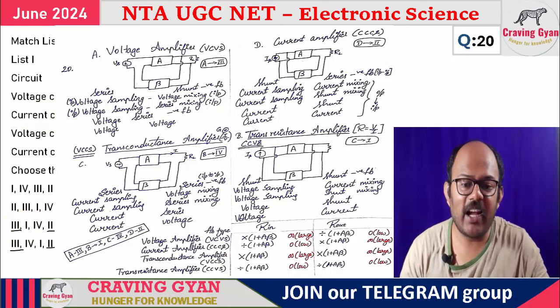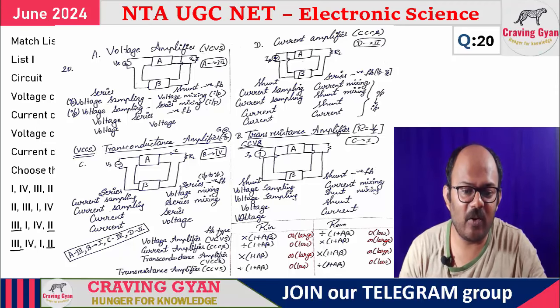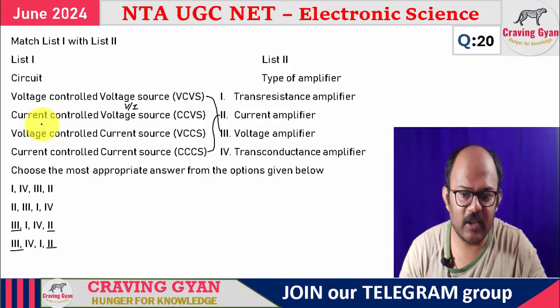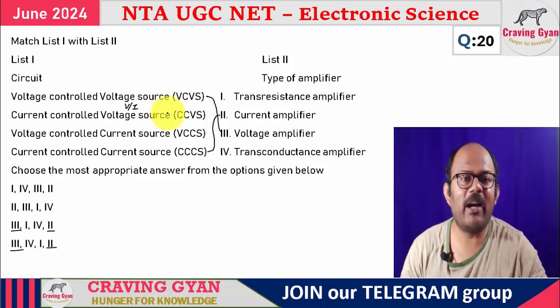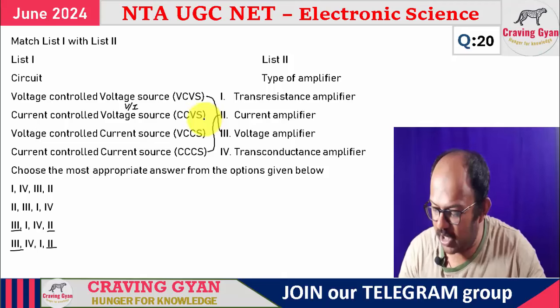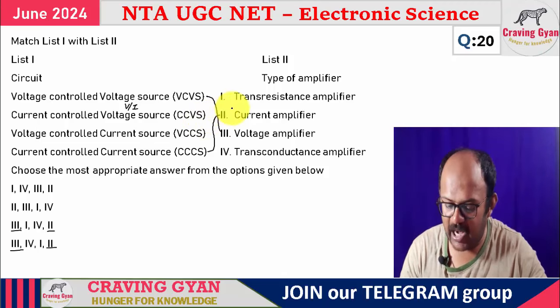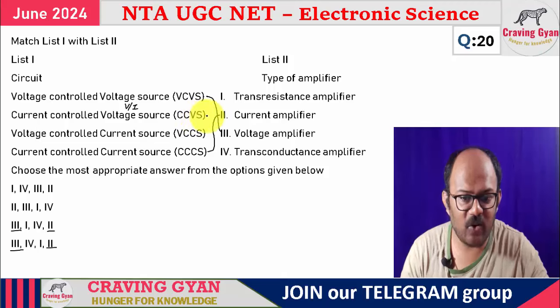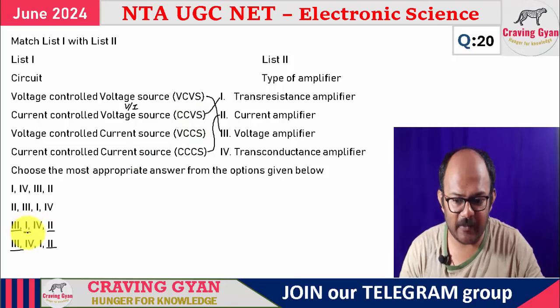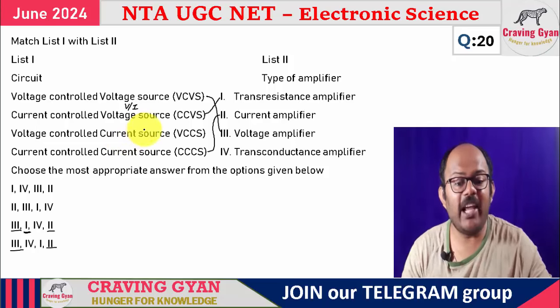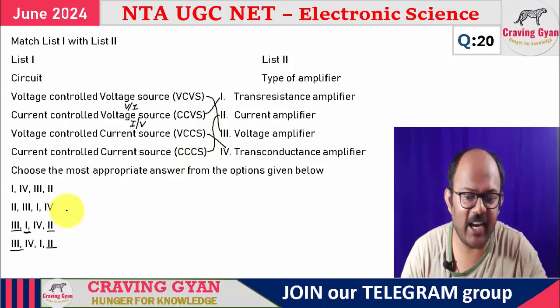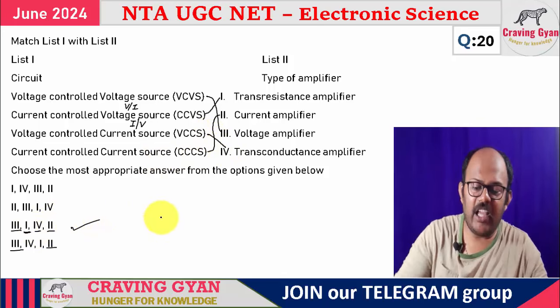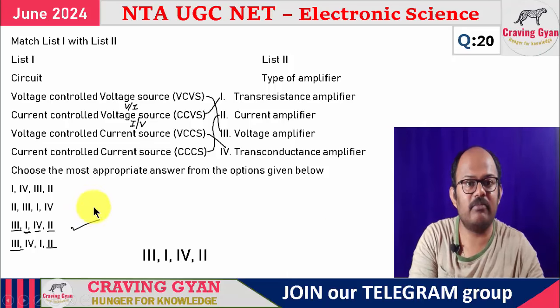Now look at the things, current controlled voltage source, so it is V divided by I. Like this you can remember. V divided by I means what? Resistance. So current controlled voltage source is referred to as what? Trans resistance amplifier. So for B it is 1. Then voltage controlled current source, so I divided by V, nothing but trans conductance. So for C it is 4. The option that is going to follow is option 3. Very, very important.